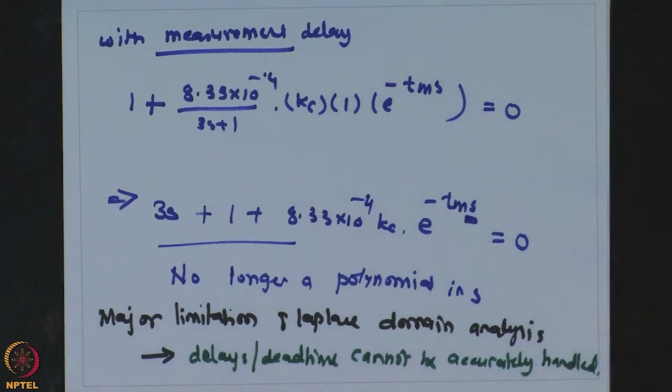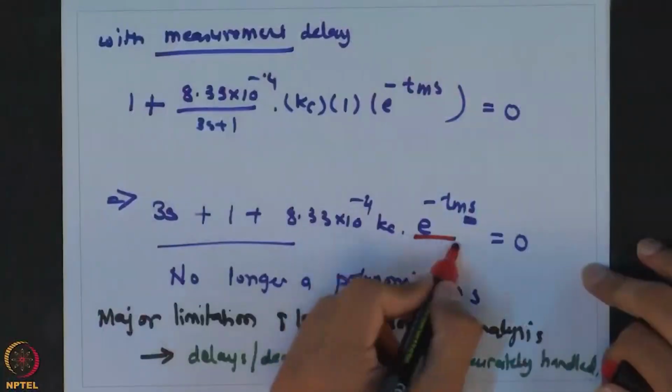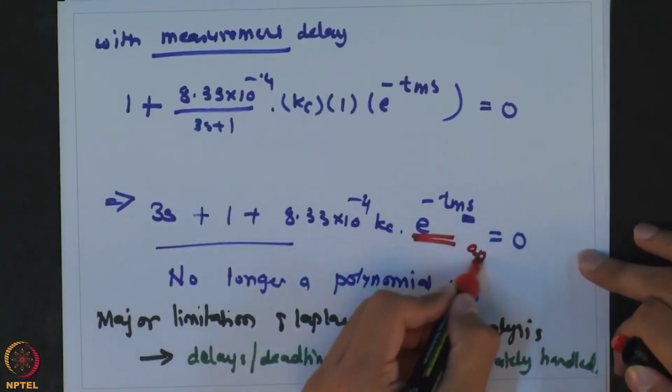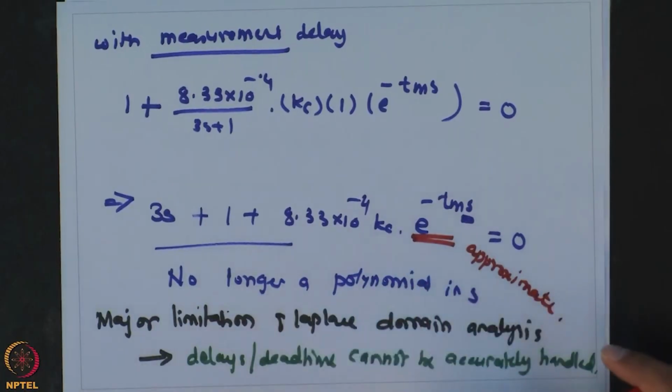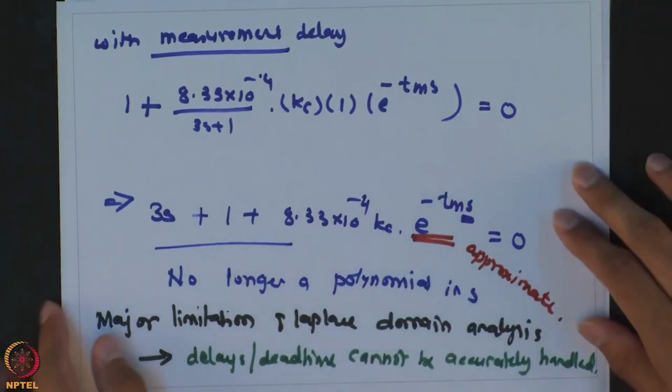So does that mean if we have a delay we cannot use Laplace domain analysis? That is not entirely true. We can do an approximate analysis, and that can be done by approximating this dead time term. We will have to approximate this, and that approximation is done by what is known as a Padé approximation.